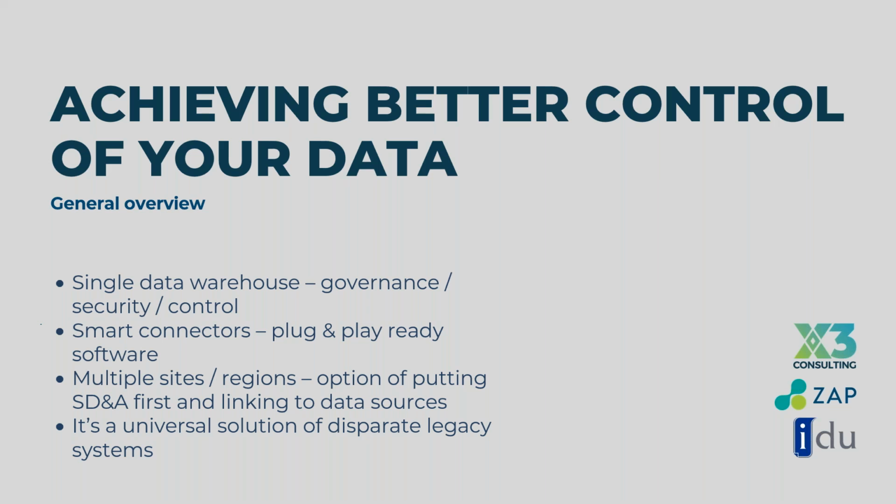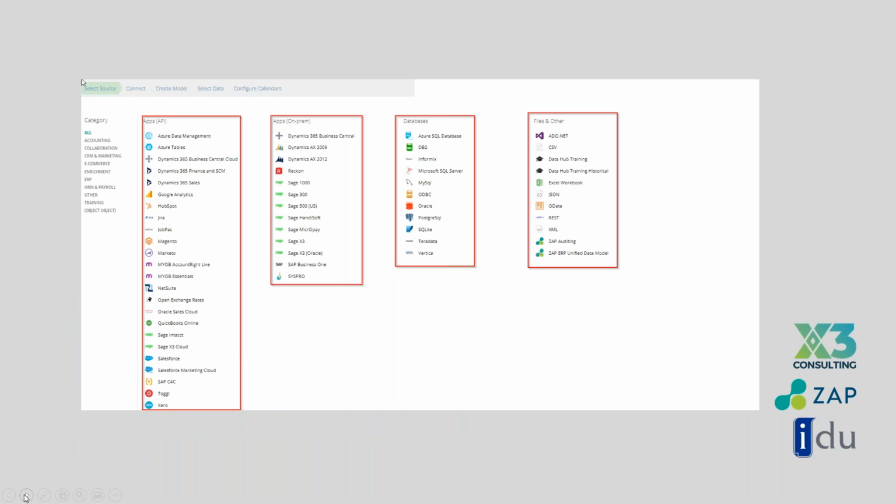One of the other things is, how do we handle multiple sites, multiple regions? This is one of the things I'm going to show you when we look at different types of slices when we link to these data sources. And the final part of it is, it's a universal solution for disparate systems. So if you have multiple different systems that you want to report in a single warehouse, we give you that ability to do that. So the very first part, as you can see, these are all the different types of solutions that we can connect in, what we call our smart solutions.